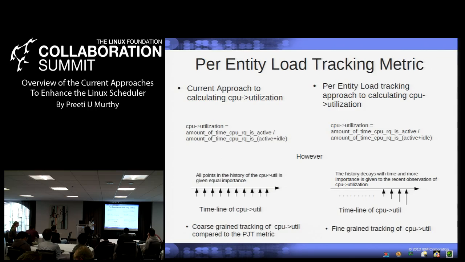Another advantage that it brings in is that the distance between these arrowheads is wider for the current scheduler, and in PJT's metric it's 1 millisecond. So it's calculated at a much finer granularity, and by doing so he has proved that this has resulted in much more stable behavior of workloads, because the scheduler is able to correctly judge the run queue utilization at any point in time.